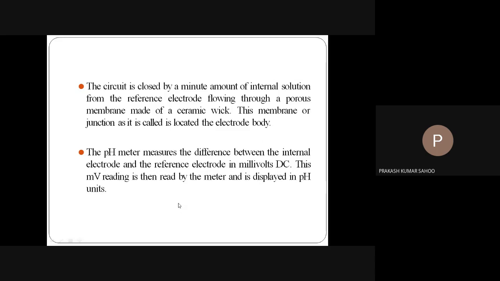The pH meter measures the difference between the internal electrode and the reference electrode in millivolts in direct current. This millivolt reading is then read by the voltmeter or electrometer and displayed in pH units. Okay, so with the variation of your voltage, the potential difference, the pH is measured. That is how we find the pH of a particular solution through the pH meter.